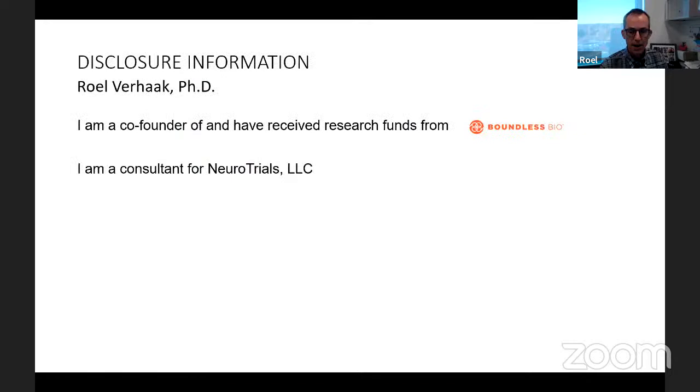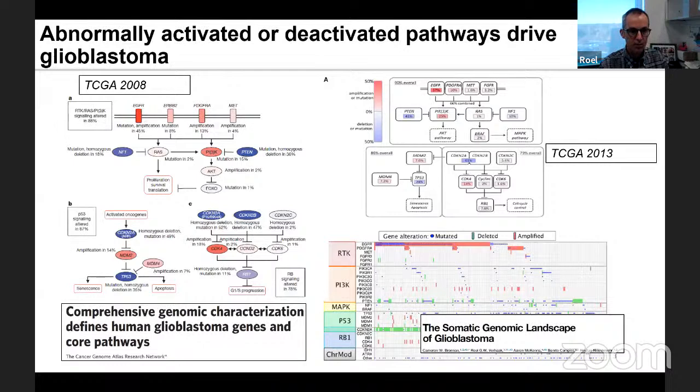My lab has been studying the genomics of glioma since about 2010. We started by analyzing data from the Cancer Genome Atlas, the TCGA, and in particular studying glioblastoma, as you know, the most aggressive form of glioma in adult patients. Through work with the TCGA, it was shown that the majority of glioblastomas carry somatic alterations in three core pathways.